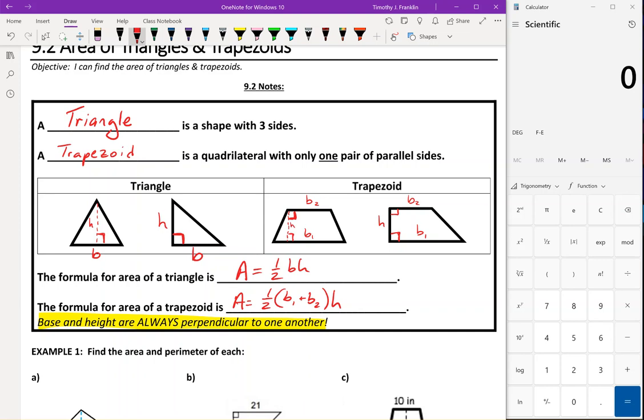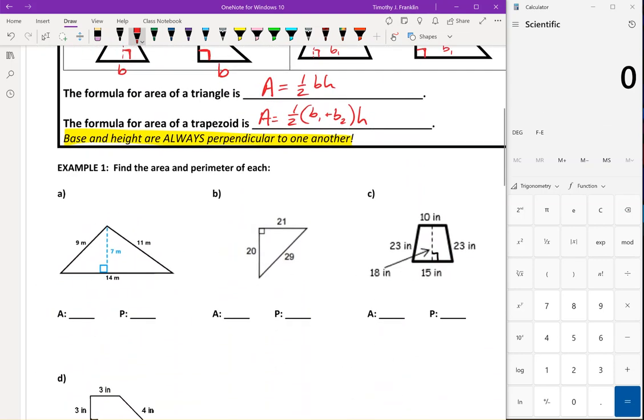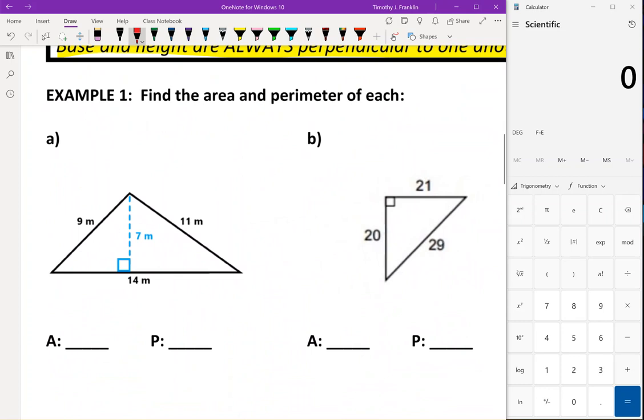Okay, so 1/2 base times height for a triangle. In a trapezoid, 1/2 bases times height. So yeah, add them together and use it. But other than that, very similar formulas. So we'll do a few examples here. And we are going to find the area and perimeter just because why not? We know how to find perimeter. It's the distance around. So we'll go ahead and add that into our examples here.